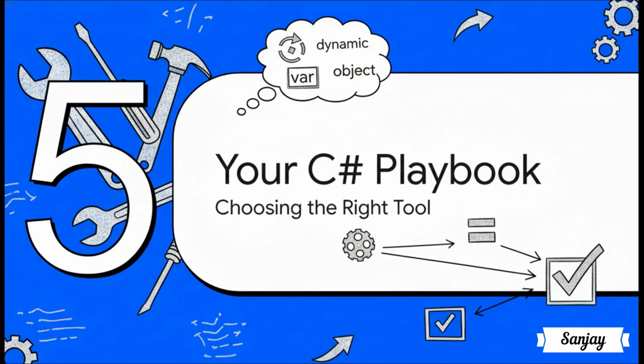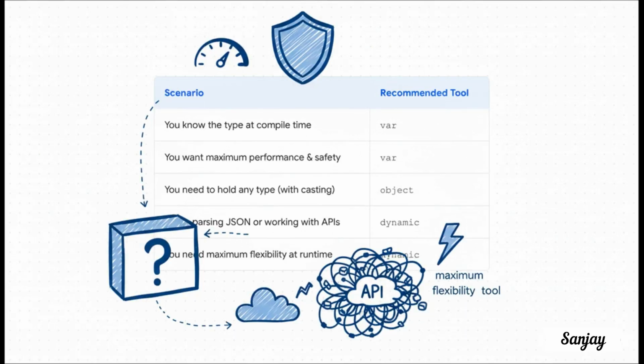Let's put together a simple playbook to make that choice crystal clear. Here's the game plan, and it's pretty straightforward. For, say, 95% of your daily coding, when you know the type you're working with, you're going to reach for var. It gives you the best of all worlds: readability, safety, and performance. You'll save object for those specific, rare cases where you truly need a universal container. And you'll keep the dynamic power tool reserved for its special job, talking to that unpredictable, dynamic world outside of your clean .NET code.